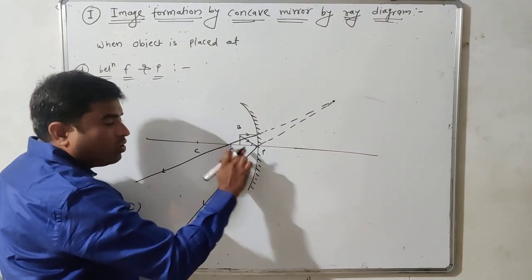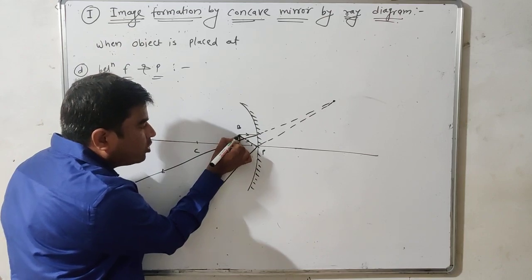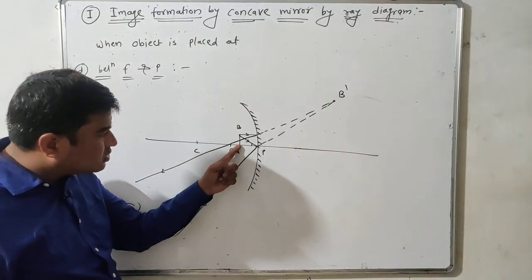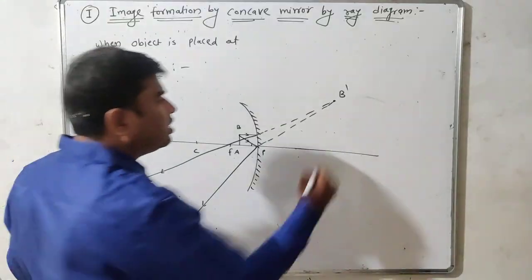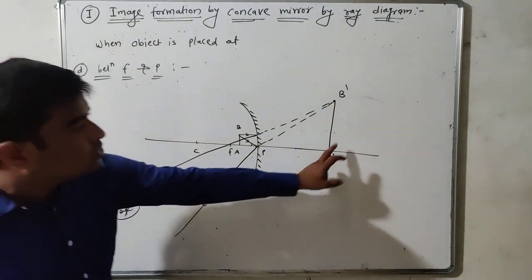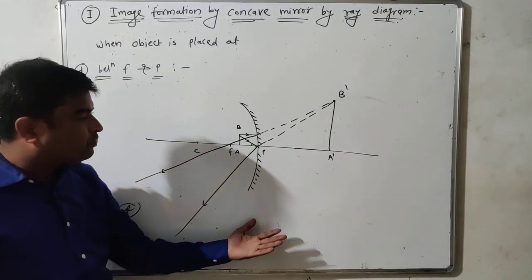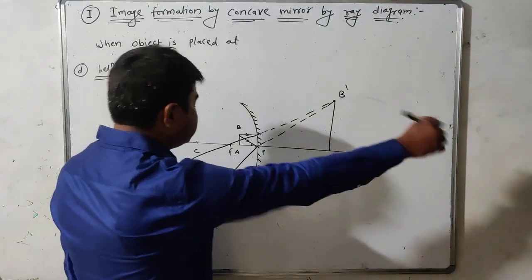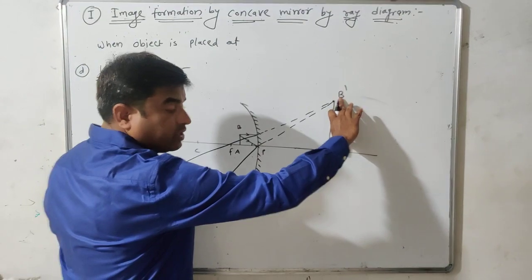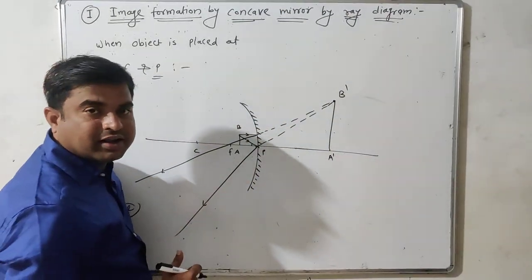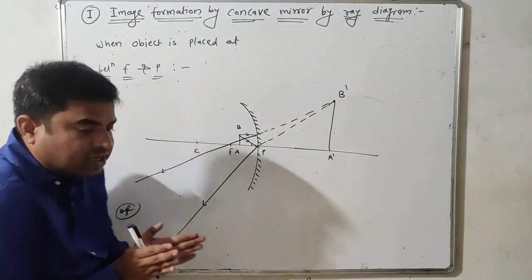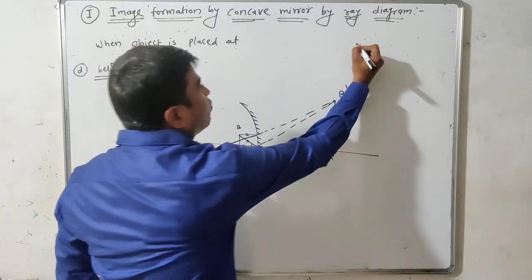Therefore the position of image of this point object B is here, B dash, and as you know that if the object is located on principal axis, image will also be on principal axis, therefore A dash will be here. This is the position of image. So you can say that if object is located between F and P, now student, this image is behind the mirror, and this image is obtained by these rays which are diverging, so the image is virtual.